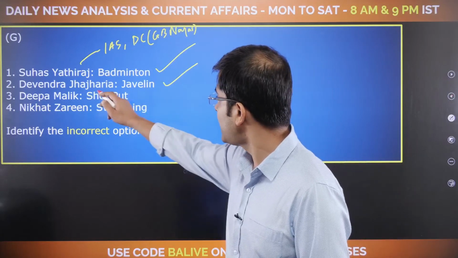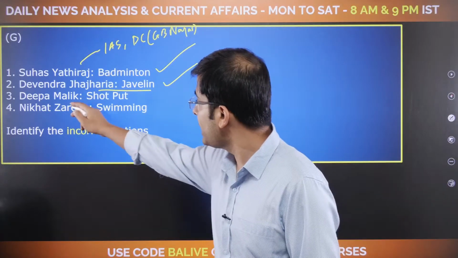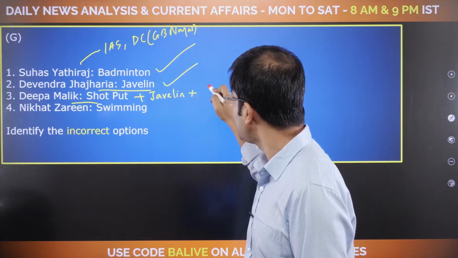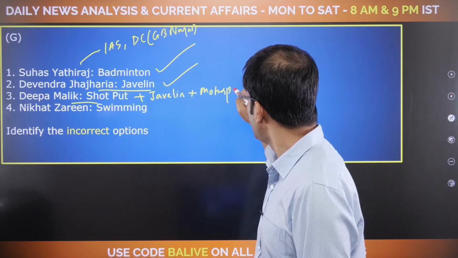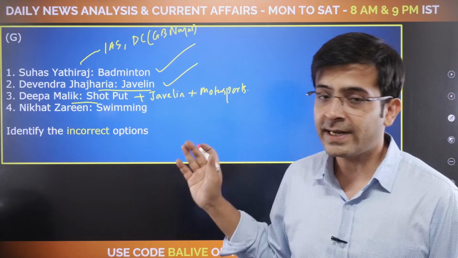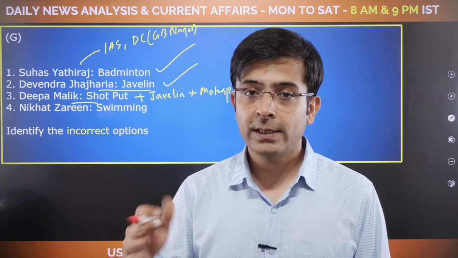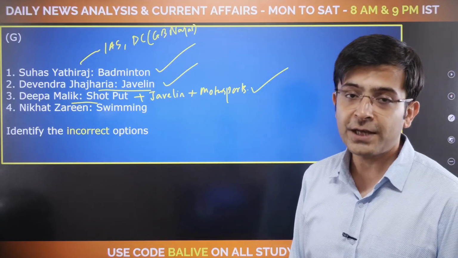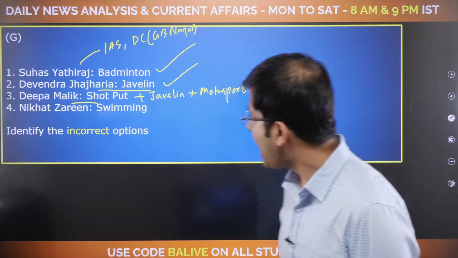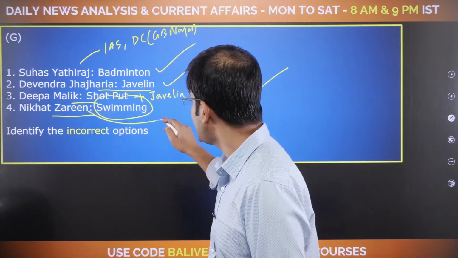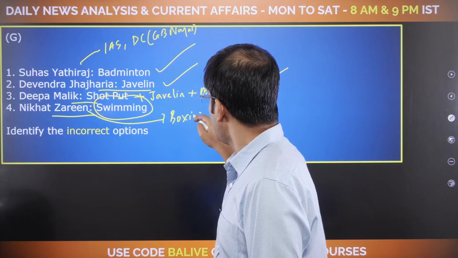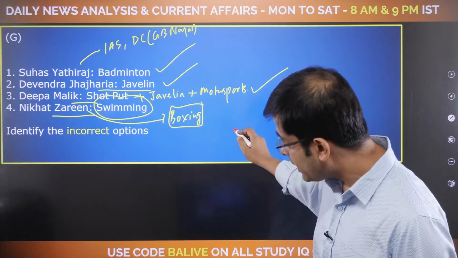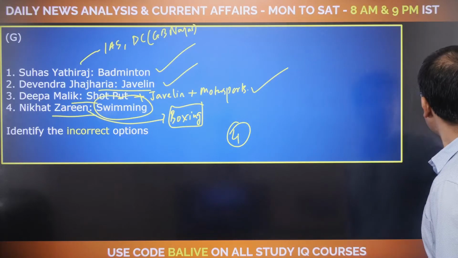So, Devendra Jhajaria is for javelin. Deepa Malik, again, is not just for shot put, by the way. She is also brilliant in javelin, plus you're looking at motor sports, a thoroughly talented individual. Again, represented India at the top level. Won medals, accolades, you name it, she's done it. Okay. So again, a para-athlete of extreme national importance for us. Okay. And Nikhat Zareen is not with swimming, by the way. Nikhat Zareen is with boxing. Okay. One of, again, the top ranked boxers in the whole world. So the incorrect option here is only 4. All right.